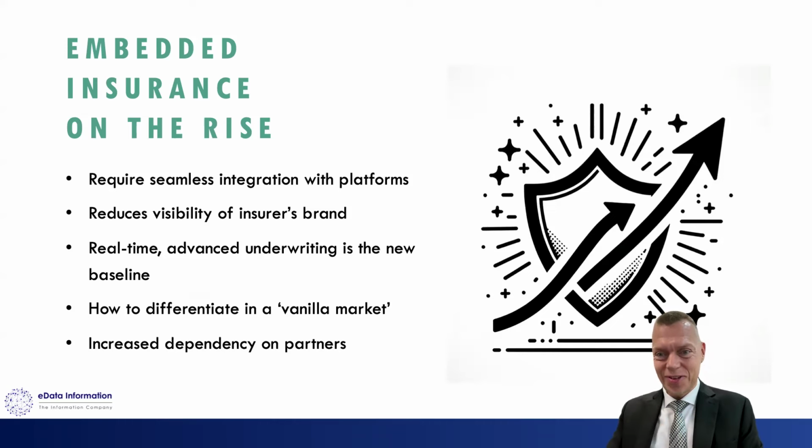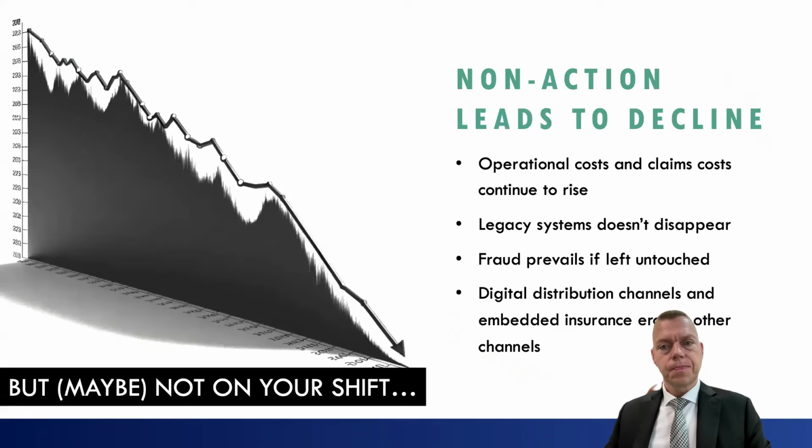So this is the state of the industry. We're having a significant set of operational challenges, and we're also seeing new distribution models, embedded insurance coming in. Okay, so I think I don't have to underline, if we're not doing anything, then your business will decline. End of discussion. Your operational costs won't decline just by themselves. Your legacy systems don't disappear by you closing your eyes. If you're not working with fraud, well, it'll still be there. And we can see this with all the aggregators that are doing a fantastic job, right? Digital distribution channels are just on the rise.